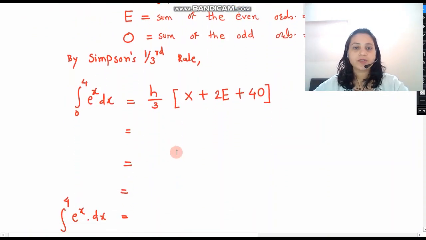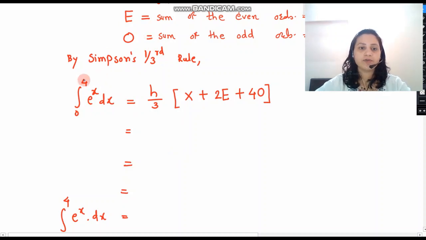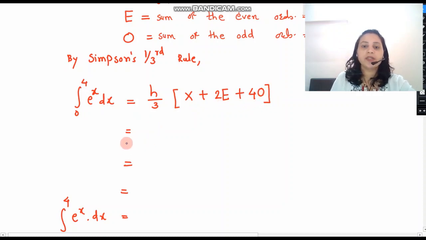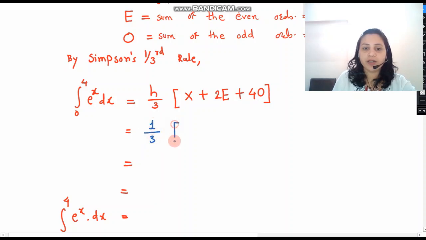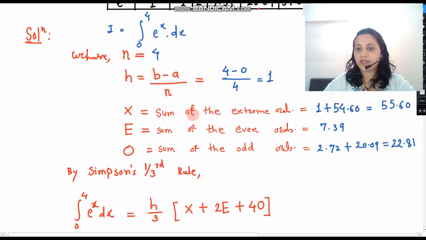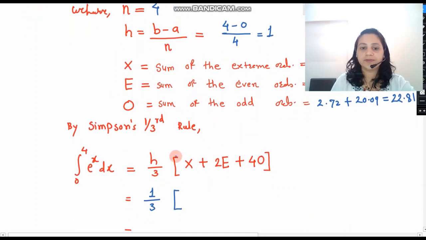So what is Simpson's one-third rule? Integration from 0 to 4 of e raised to x dx is equal to h by 3 into x plus 2e plus 4 into o, that means odd, right? Now h is equal to 1. Just substitute the values. What is the value of x? 55.60.